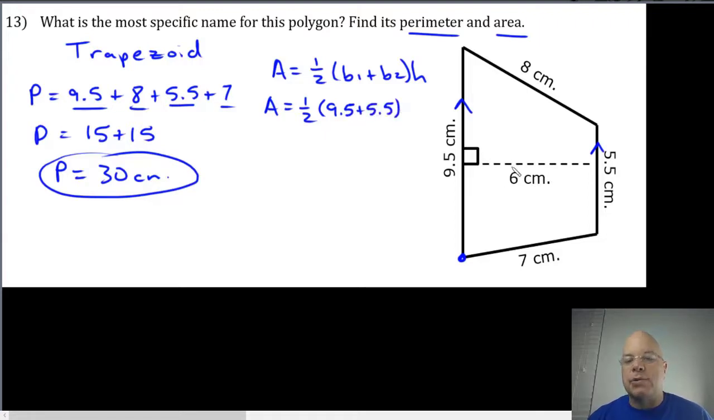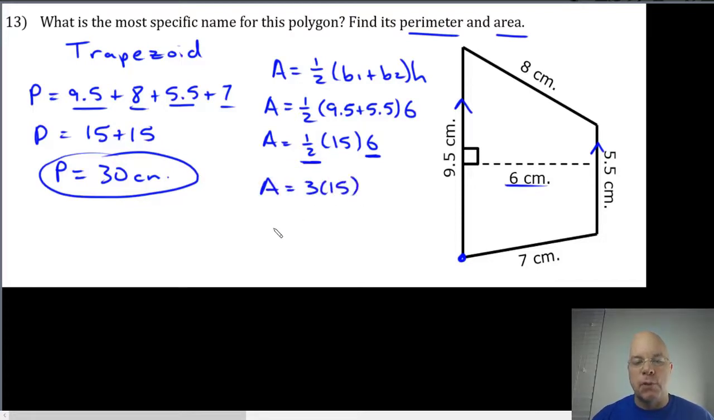The height of the trapezoid is the perpendicular distance between the bases. That's 6 centimeters. So area is half of, this is 15, the sum. I'm going to associate to my advantage and take half of 6 first. I can multiply in any order I want using the associative property. So that's 3 multiplied by 15, which is 45 centimeters squared for area.